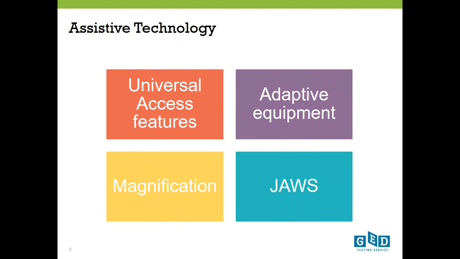Now, with these universal access features, I would encourage you not to send a student into the testing room and say, hey, by the way, maybe you might want to dial up a different color when you're testing today. You would want to test those ahead of time so your student knows what color combination would work for them.